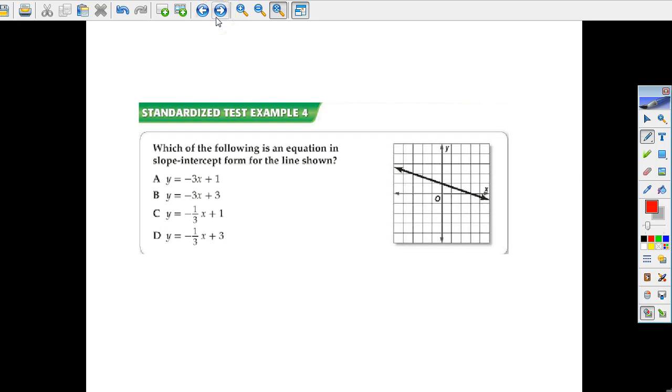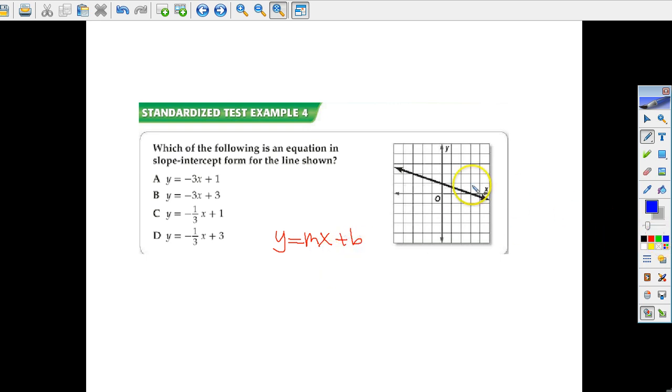Okay. So here is standardized test example 4. Which of the following is an equation in slope-intercept form for the line shown? Here, we're going backwards. They're giving you the graph, and then they're asking you to write the equation. So you know the slope-intercept form is y equals mx plus b. That's how you want to write it.